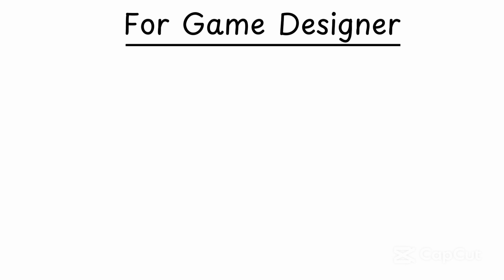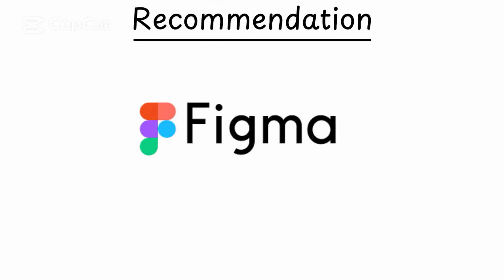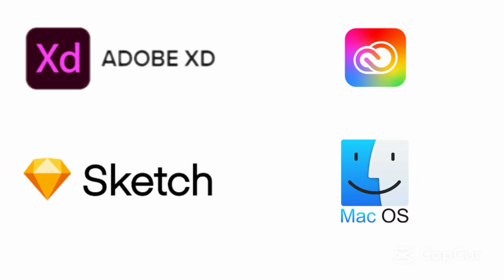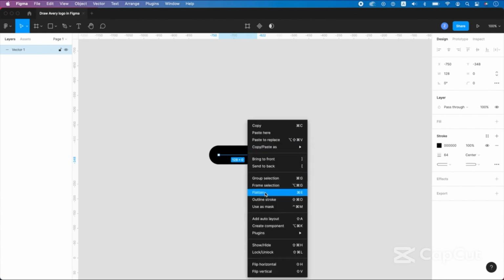For game designers, these are software tools for UI/UX design: Figma, Adobe XD, and Sketch. I recommend using Figma if you work with game engines like Unity, Unreal, or Godot, as most of the design work can be done within the game engine. Adobe XD is also in the Adobe CC plan, so it is paid, and Sketch works on macOS. Figma is a free cross-platform design tool that can also be used online.